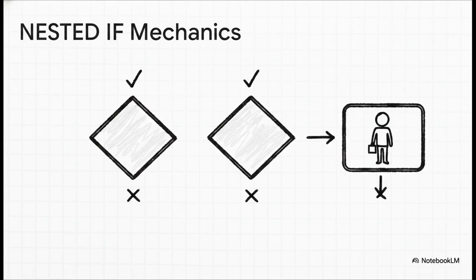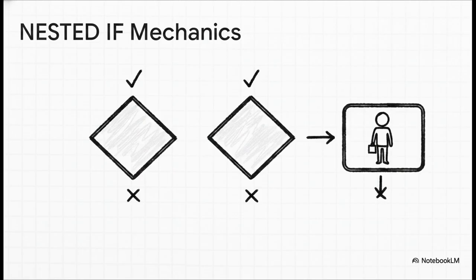A nested if is just an if statement placed neatly inside another if statement. Let's look at narrowing down a 25-year-old as a working adult. First, we hit the outer gateway. Is the age greater than 18? That is true. But before we get an answer, we hit an inner gateway.